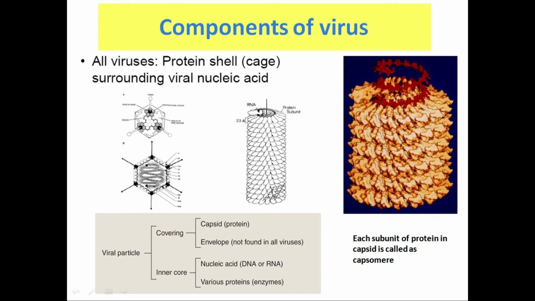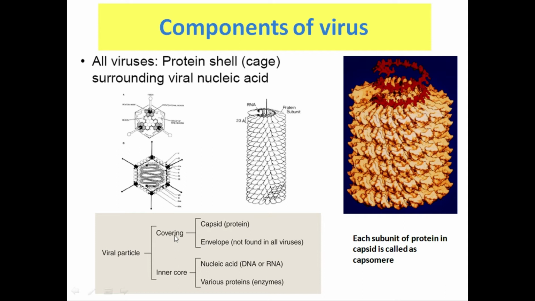So if this is the capsid or protein coat, we have many protein molecules arranged, and each of these protein molecules is called as capsomere. Capsomere is one protein subunit in the capsid. So there may be hundreds of capsomeres making the coat protein or the capsid. So virus particles have covering and inner core.